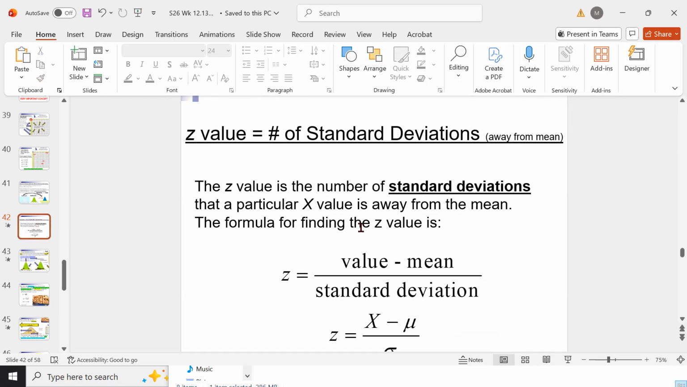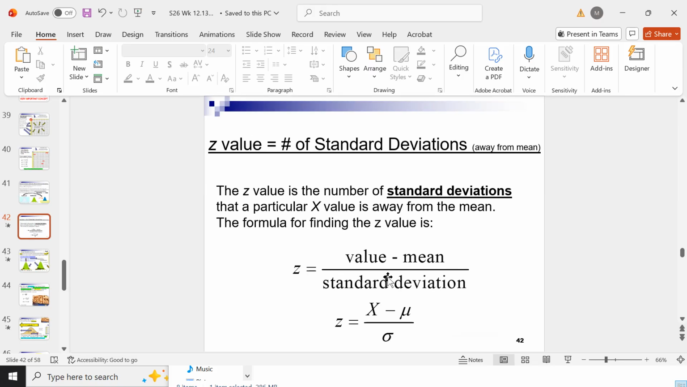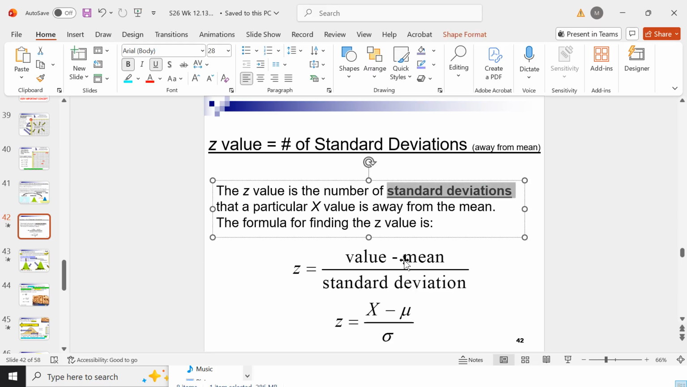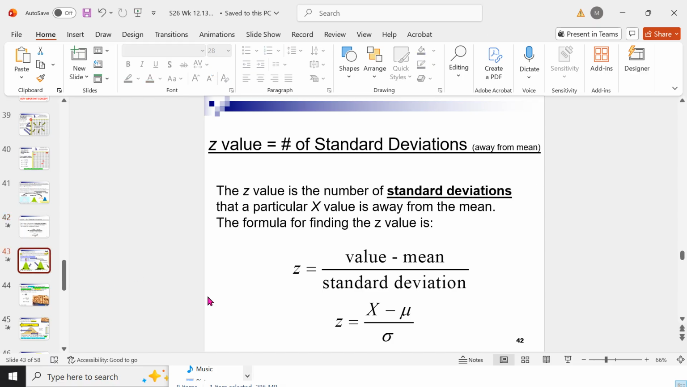So the whole point here, coming back to this slide, is to calculate your Z-score, which is just a way of counting standard deviations. If you get a Z-score of positive 1.5, that means you're 1.5 standard deviations in the right direction. If you get a negative 2 as a Z-score, that means you're 2 standard deviations in the left direction.